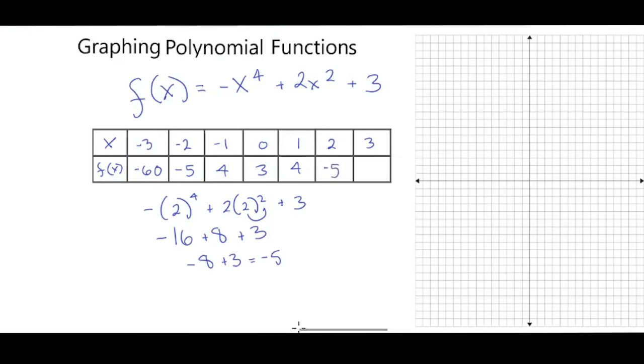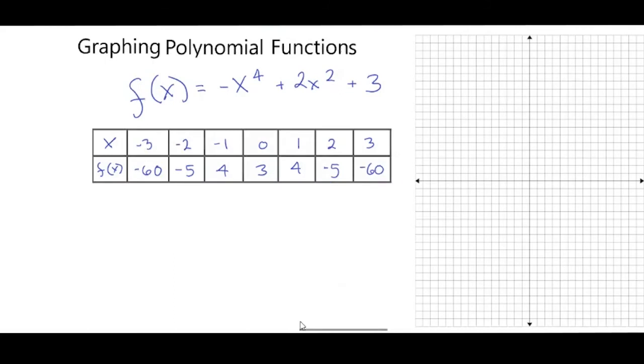I'm starting to see a pattern here. Do you see the pattern? If the 3 is in the middle, then I notice it's 4, negative 5. Well, here I got 4, negative 5. I'm going to guess that the next answer is negative 60.